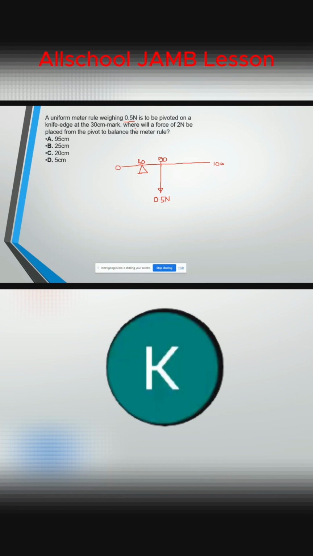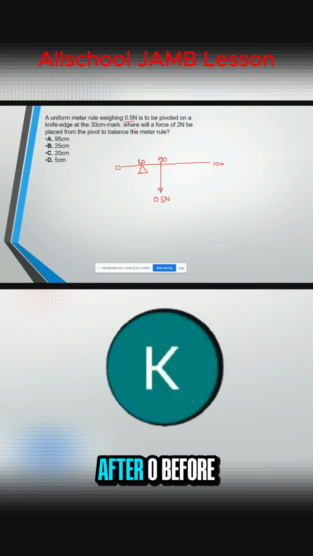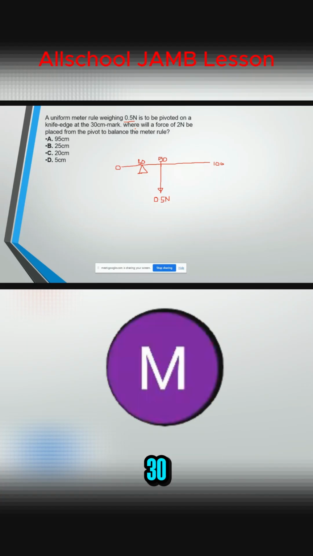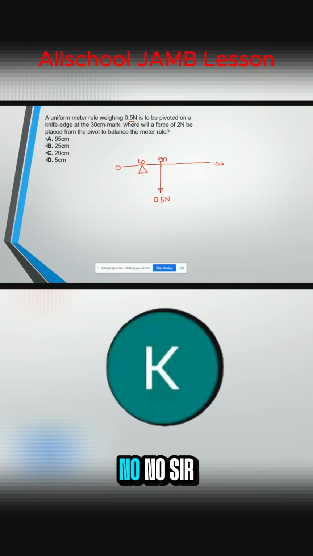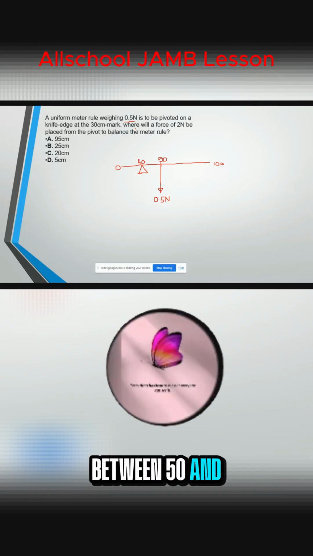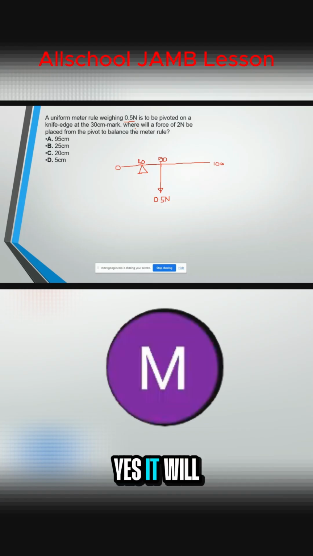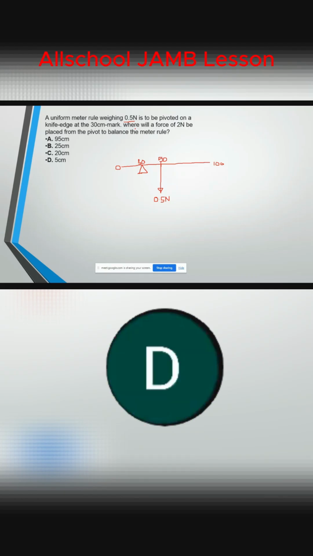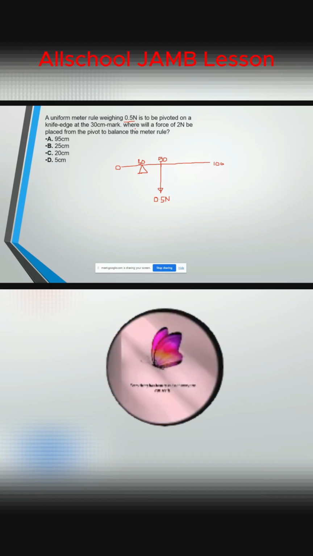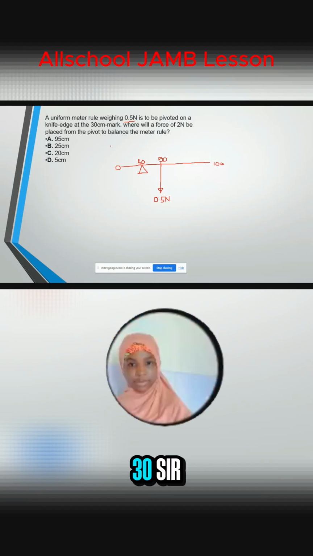Between, we place after 0 before 30. Okay, after 0 before 30. No, sir. Between 50 and 100. It will balance in between 50 and 100. Not 30. Between 50 and 100. Between 0 and 30, sir.